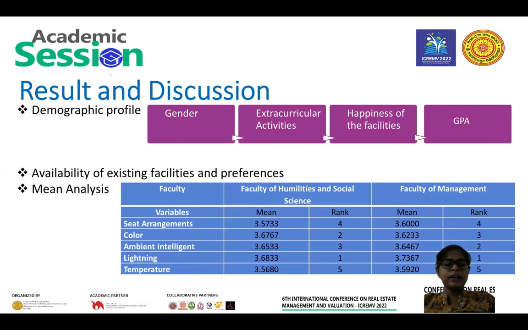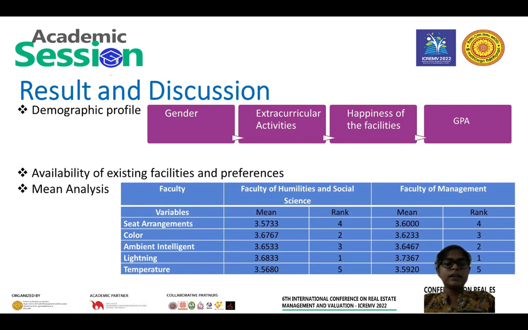Here, I tested availability of facilities in 2 faculties, and the result indicated that the availability of facilities in management faculty was higher than the facilities in social science faculty. Besides that, the data shows the students preferred to have a lecture hall with bright light, large space, light colors, and neutral temperature.